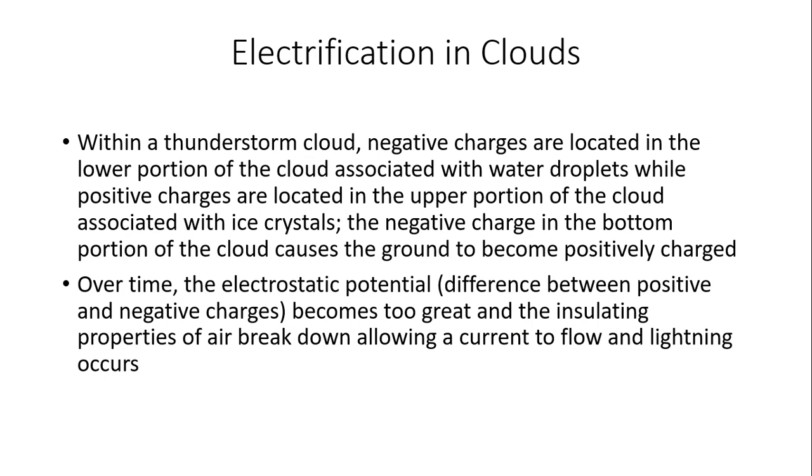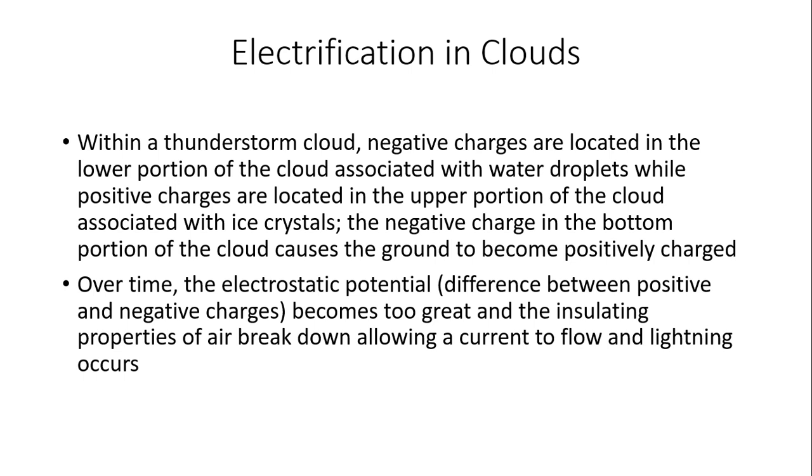Now, how does lightning form? This comes down to one simple fact, and that's the electrification in the clouds. So within a thunderstorm cloud itself, what happens is you get separation of positive and negative charges. The negative charges are typically located in the lower portion of the thunderstorm cloud, and those are associated with water droplets. Now you get above that freezing level, in the higher reaches of this very tall vertical cloud, you're going to have positive charges at the top of the cloud. And these are associated with these ice crystals.